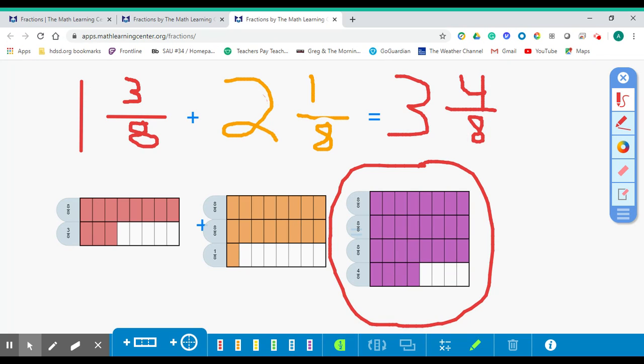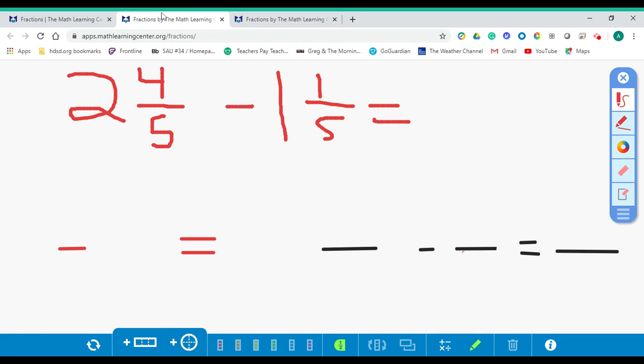Cool. So that is one way that we can accomplish this. I'm going to show you another way in just a second. So I wrote another problem on another piece of paper here. And we can actually break this problem apart. We can break it up into our whole numbers and break it up into our fractions. I'm going to do that here. I'm going to try my best at least. So our whole number here is 2. And our whole number here is 1.